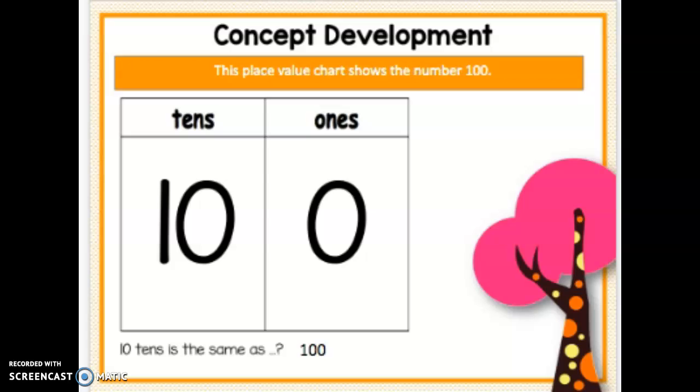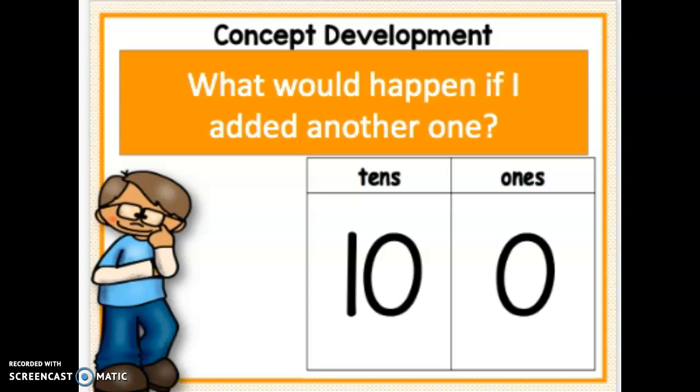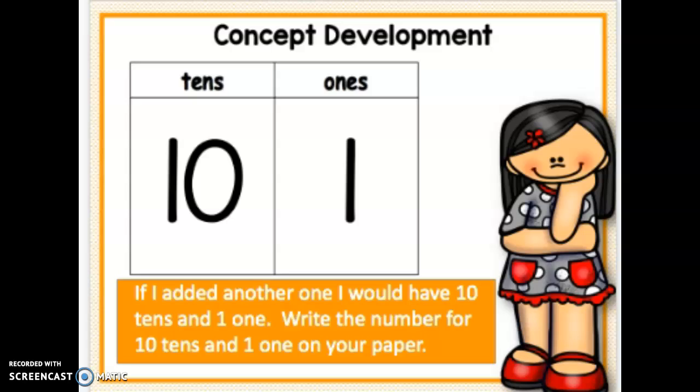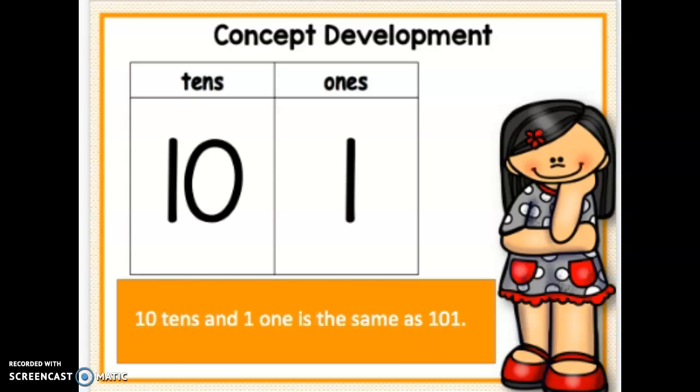This place value chart shows the number 100. 10 tens, 0 ones. 10 tens is the same as 100. What would happen if I added another 1? If I added another 1, I would have 10 tens and 1 one. Write the number for 10 tens and 1 one on your paper. 10 tens and 1 one is the same as 101.